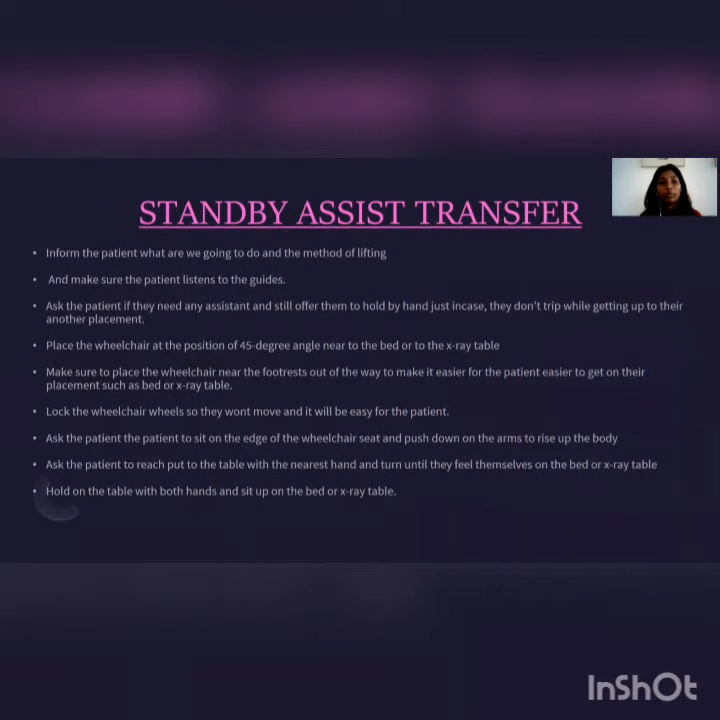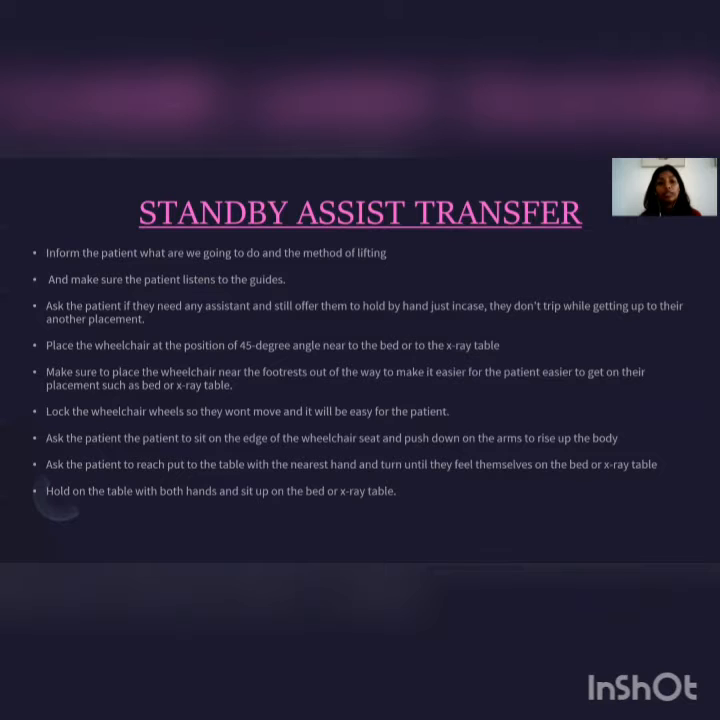Firstly, we will see about standby assist transfer. Standby assist transfer is when the patient is capable of moving themselves from one place to another, but the strength of the patient will be determined by the caregiver, who will still give assistance just to make sure the patient is safe while transferring themselves from one placement to another.